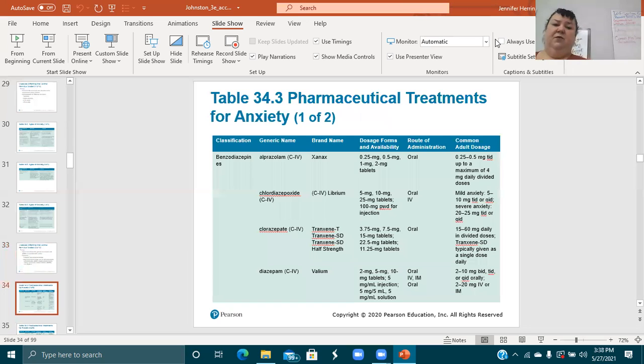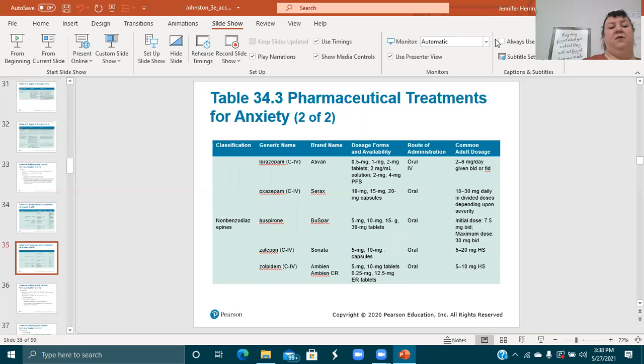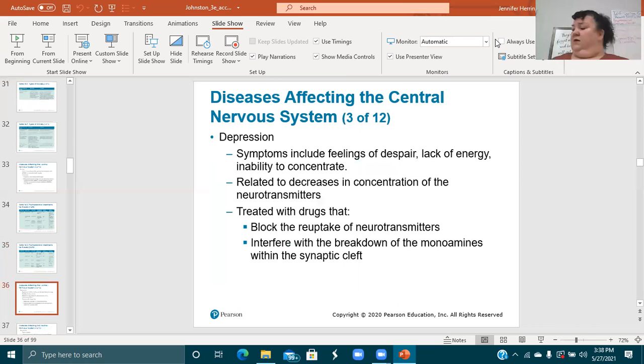Table 34.3 is detailing pharmaceutical treatments for anxiety, and that can be found on page 588 in the textbook. Once again, though, I'm not going to read through this table, but I highly recommend that you do so. So let's look at depression.